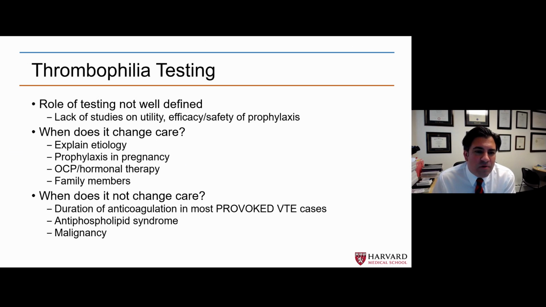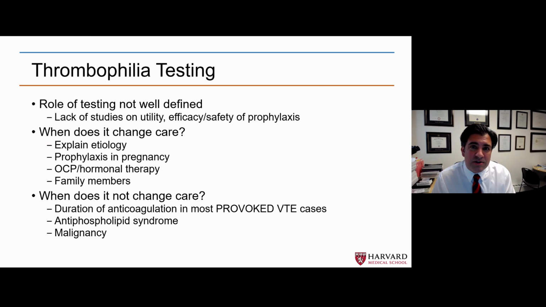And why is this? Because the role of testing is not well defined. We really don't have good data on utility and the efficacy and safety of prophylaxis in many of these situations. And again, it keeps coming back to when does it change care? Is it going to explain the etiology? Are we going to consider prophylaxis in pregnancy? One of my common consults are women who have had testing because a family member tested positive for factor V Leiden. They themselves have never had a thrombosis, and then they're referred because their obstetrician insists that they be on prophylaxis during pregnancy, even though they've had successful pregnancies before.